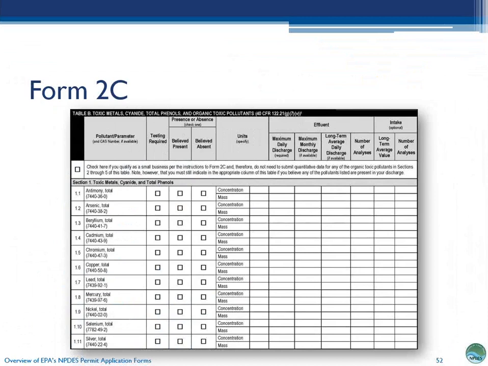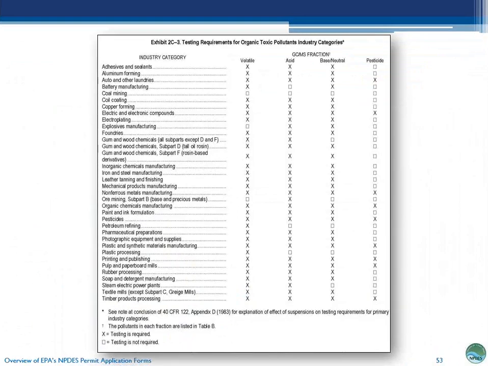The requirements for Table B depend on whether the facility is considered a primary industry or not. A list of primary industry categories can be found in 40 CFR Part 122, Appendix A, and in Form 2C, Exhibit 2C3. If the facility falls into a primary industry category, the applicant must mark testing required and provide effluent testing data for toxic metals, cyanide, and total phenols in Table B, Section 1.